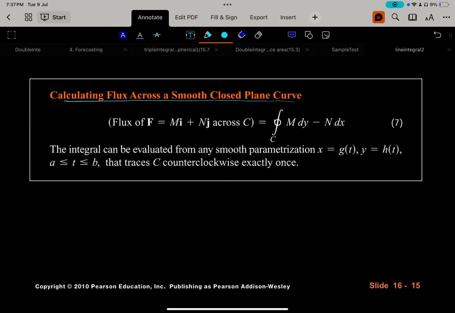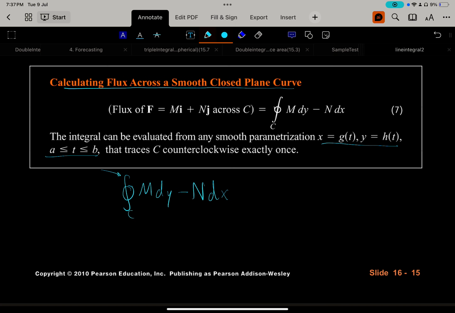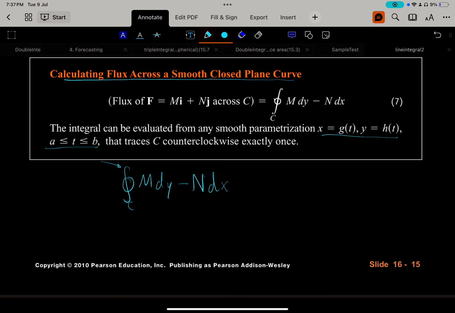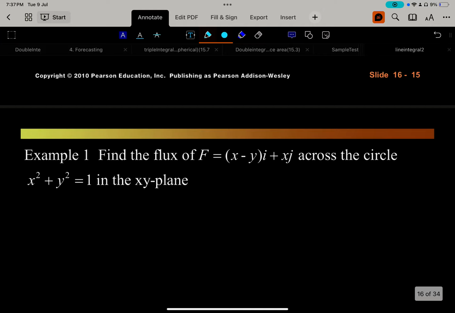So the flux can be calculated. This is a symbol for the flux: the integral of M dy minus N dx. It can be evaluated for any smooth parameterization, t bigger than a and smaller than b, where C counterclockwise traces it exactly once. And that's basically our flux.